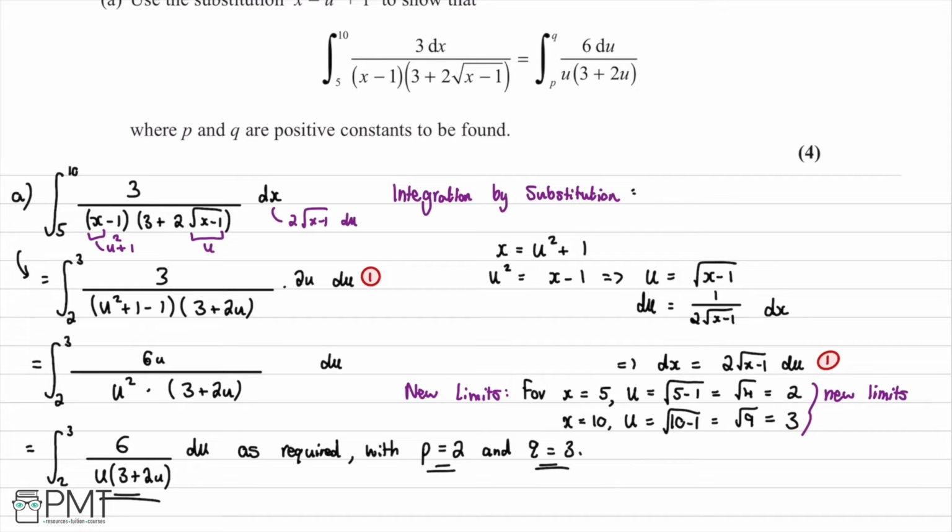We receive that. We then receive our third mark for working out our new limits. So that was substituting our x limits into our expression for u in terms of x, which gives us 2 new limits. And then we receive our fourth and final mark for having the answer which the question asks us for, and having a concluding statement saying that we got to the required answer.